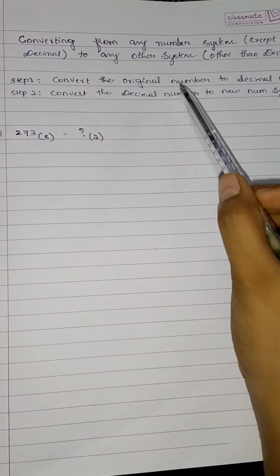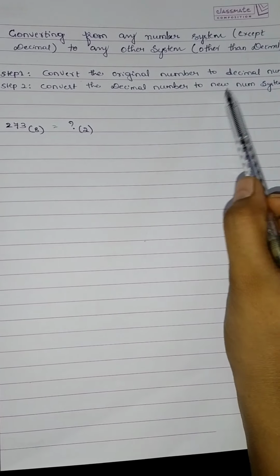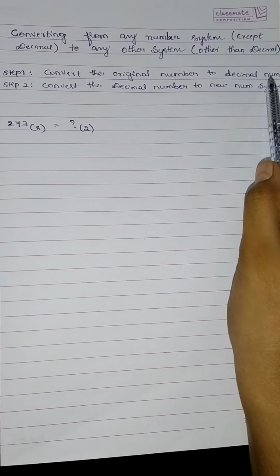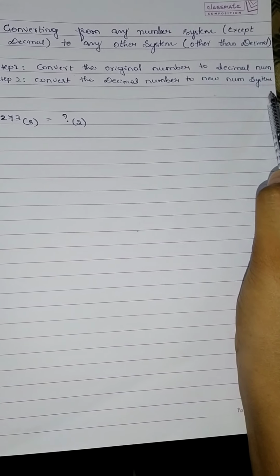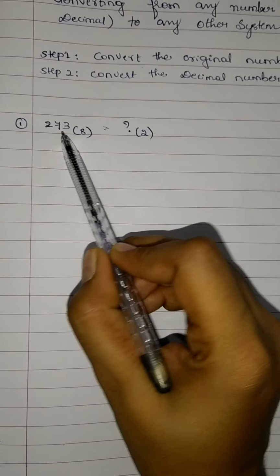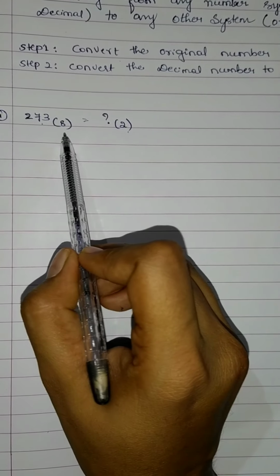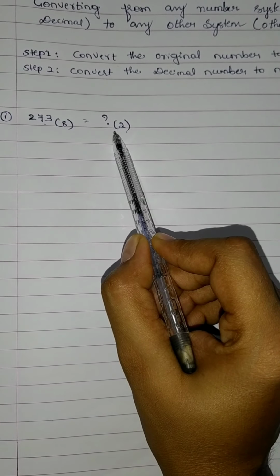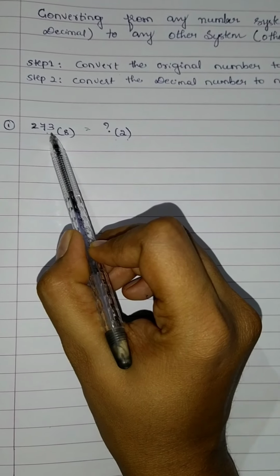So now we'll see how to convert any given number system into another number system. What are the two steps? First, we need to convert the original number to decimal. Then we need to convert that obtained decimal number into another number system. In this example, I want to convert the given octal number 273 into binary. What will be the first step? First, we need to convert this 273 into decimal.